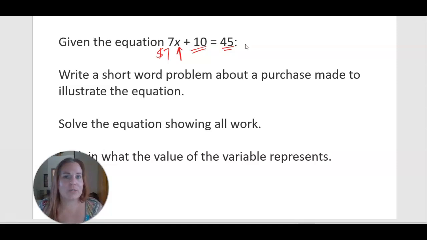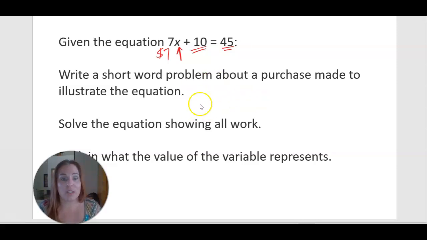I went to the store and I bought posters. Each poster was $7. Then I bought a book for $10. When I got to the register and paid, my total cost, or the amount of money I had to pay without tax, was $45. How many posters did I buy? Right? You're going to come up with your own situation for the DBA, but that's an example that I would use for this situation.